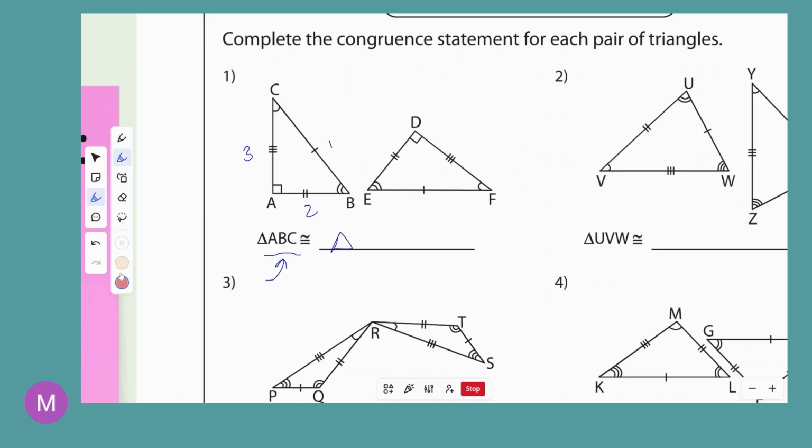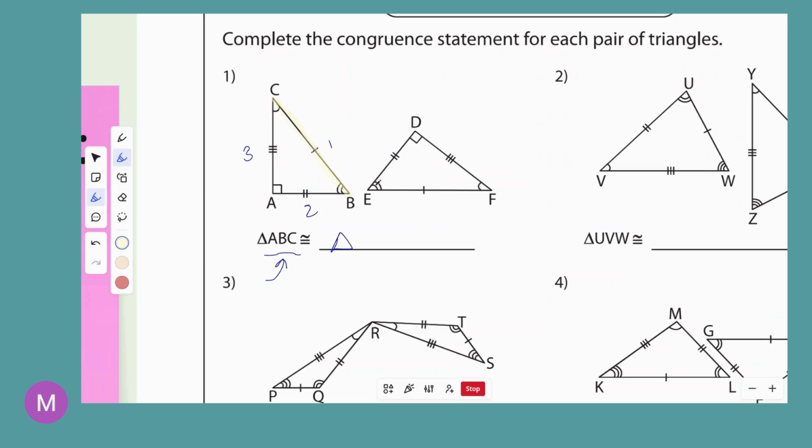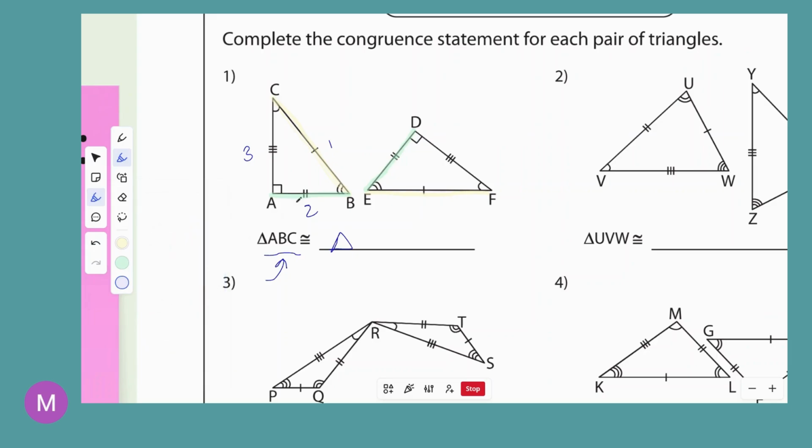And I'm going to highlight these. So this side with the 1 dash mark is going to be equal to this side with the 1 dash mark. Okay, and then let's get a different color here. The 2 dash mark DE matches up with the 2 AB. And thirdly, let's do purple. The third matches up with the third over here.